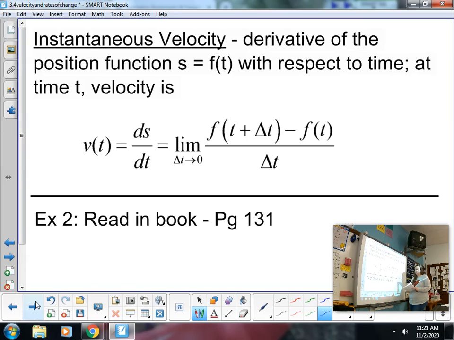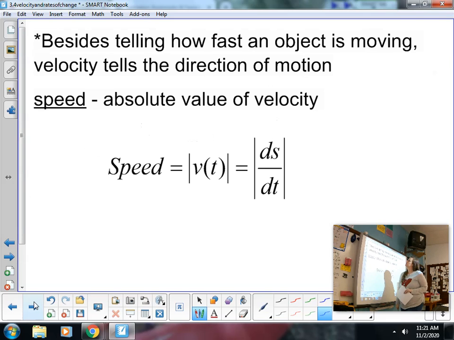Example 2 is something I would like you guys to read in the textbook. I actually don't have anything on that in my notes right here, so please read over that. I believe it does go along with velocity and position and all those kinds of things being related. Okay, next.